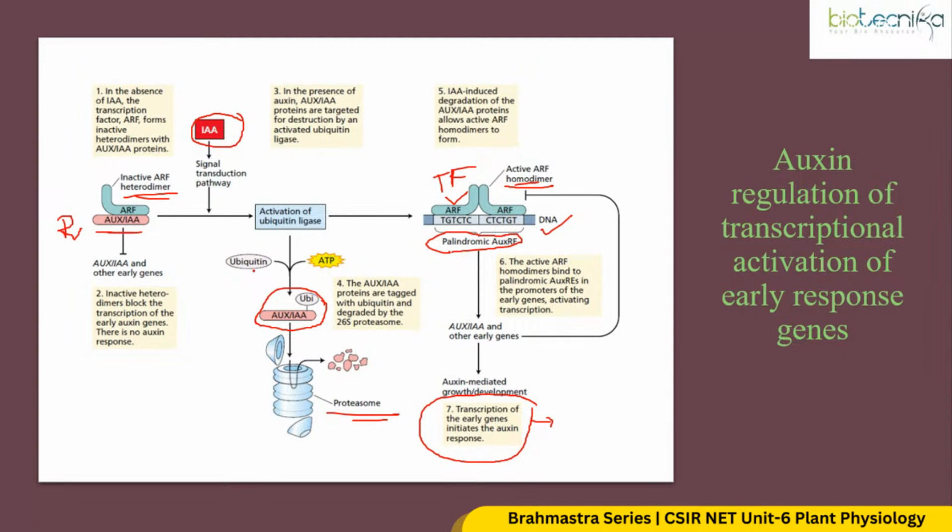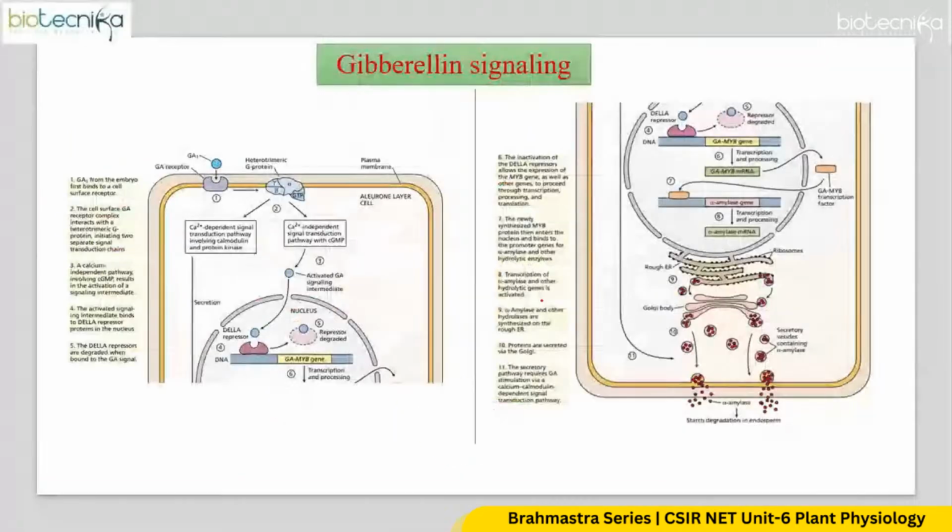Now, in this image, you can see that this repressor itself will serve as an early response gene. So it has a dual function. If auxin is not there, it serves as a repressor. If auxin is present, it will carry out the early gene response. So that is your auxin-mediated pathway.